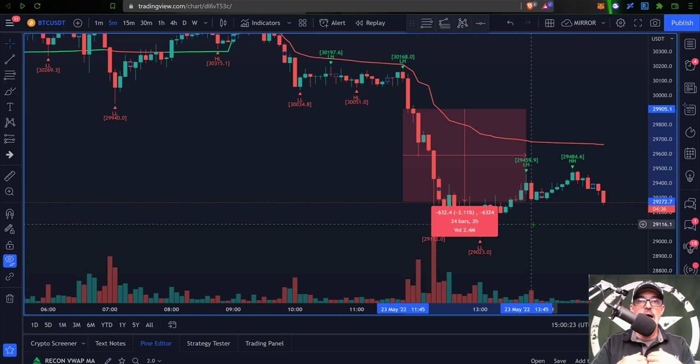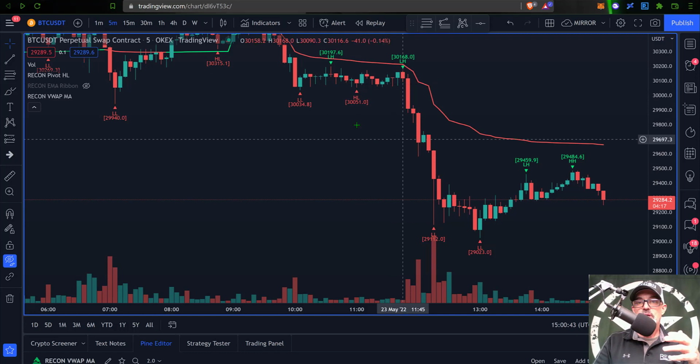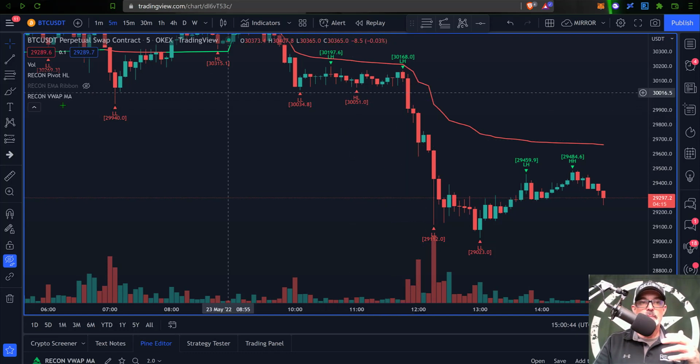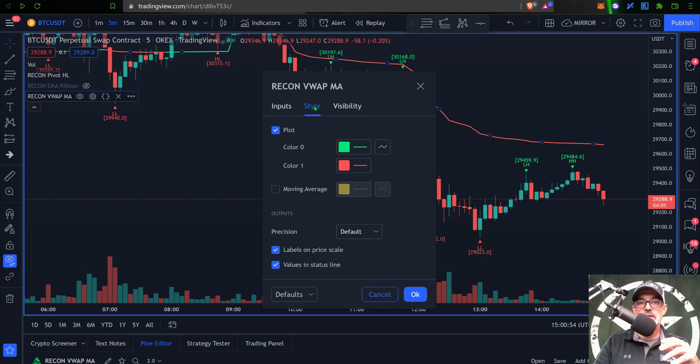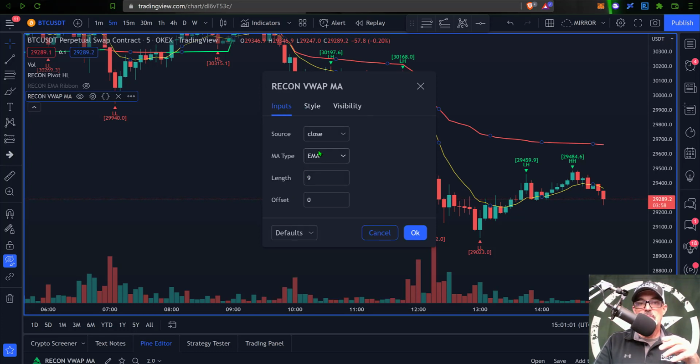Now, the last thing you want to do is give up all your profit. So another way that I actually will exit a trade is by adding a moving average along with VWAP. And actually, my RECON VWAP MA indicator that I created for my trading actually includes a moving average. You can see under the Style tab, you can enable the moving average, and the default that I use is a 9 EMA moving average. That's under inputs. You can select from a variety of different moving averages, and obviously you can change the length to whatever works for your trading strategy.